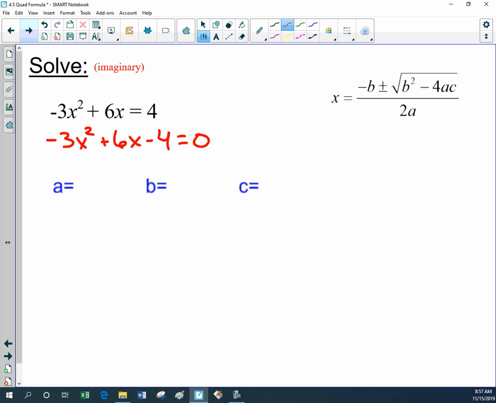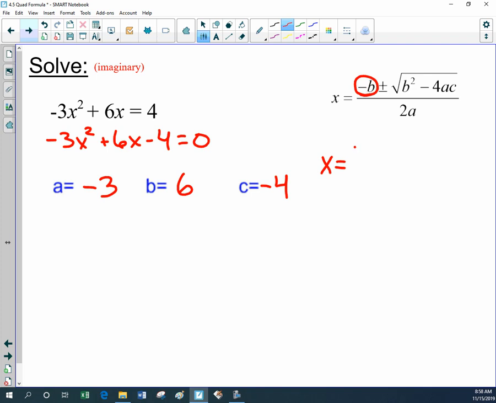So what is A? Negative 3. B is 6. C is negative 4. Okay, so now plug it into the formula. So opposite of B, and this part right here, opposite of B. Okay, a lot of times the people that make mistakes think that this is saying negative B, and so whatever B is, they'll just write a negative value there. You got to remember this is saying opposite of B.